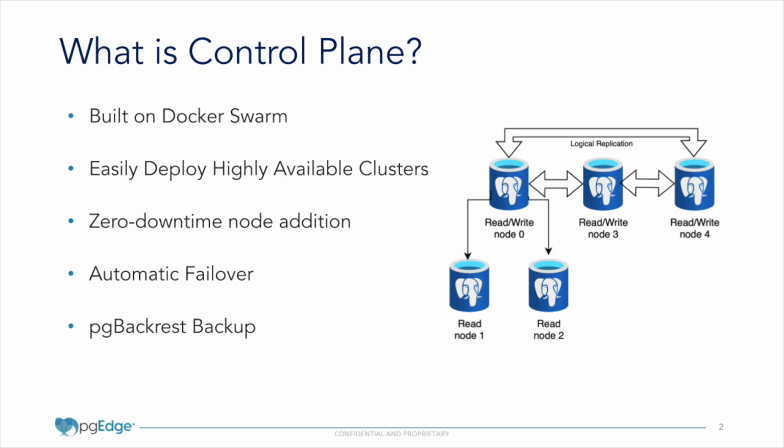Currently built on Docker Swarm, Control Plane offers very flexible deployment options from single primary with failover replicas to multi-zone active-active deployments like the one on the right. You can add logical nodes without downtime, and failover and switchover are available by the API. Finally, it supports backup and restore with pgBackRest, either to a mounted drive or an S3 compatible object store. These are just a few of the new features, so be sure to check out our docs to learn about them all.